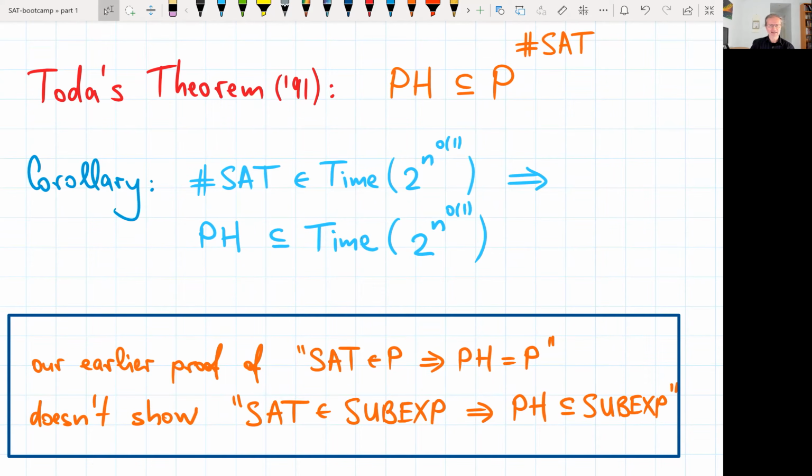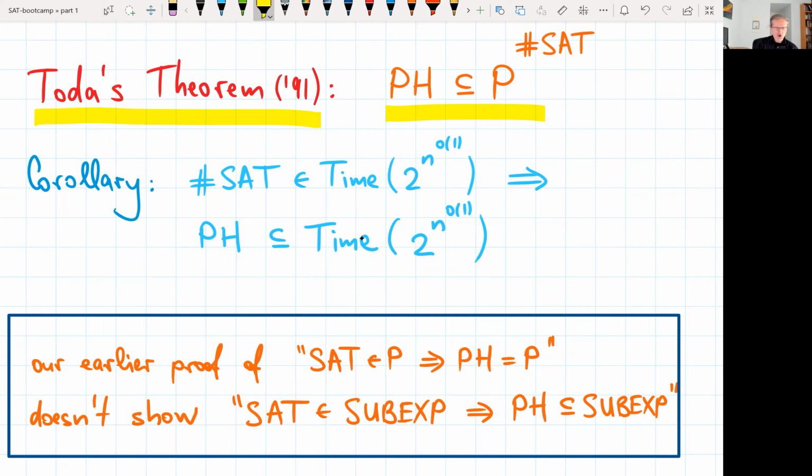So you can eliminate alternating quantifiers, existential and universal, if you have access to an algorithm for counting satisfying assignments. And that's a famous result due to Toda from around 91, where he showed that polynomial time hierarchy is contained in P to the sharp SAT.